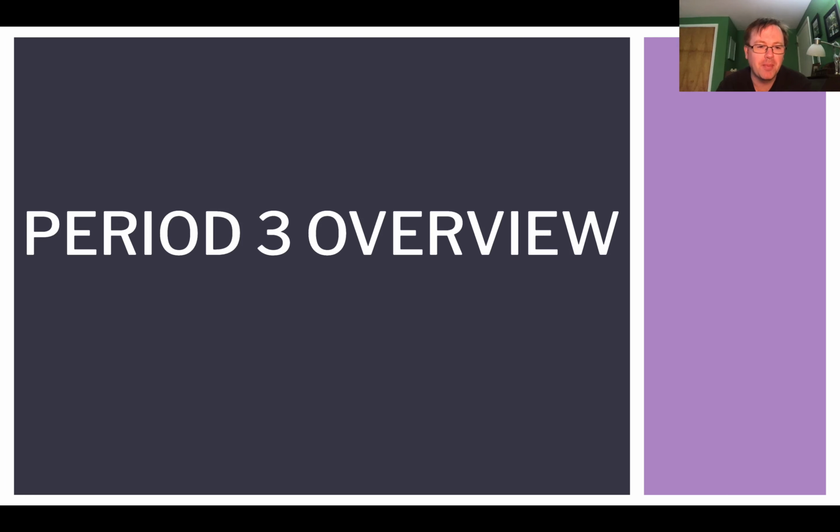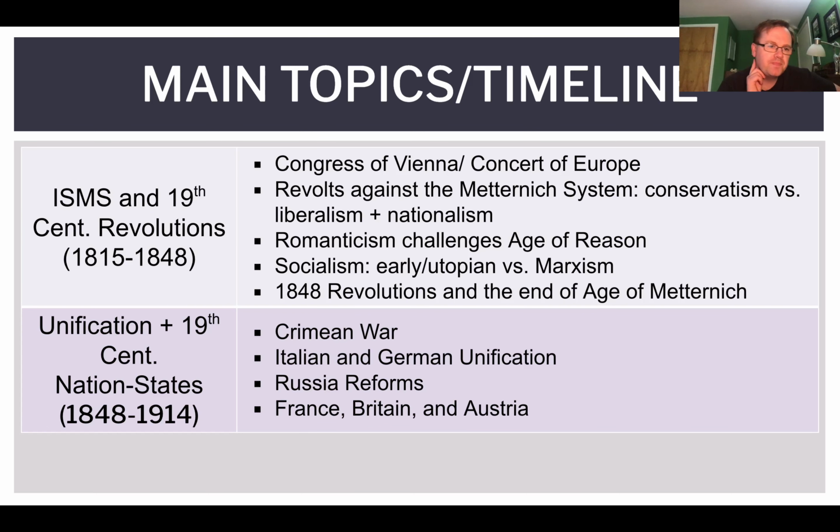We'll see what happens. But period three in the AP Euro curriculum is 1815 to 1914. So we're talking about basically a 100-year period from the end of the Napoleonic Wars until the beginning of World War I. As part of this video series, the first Industrial Revolution is covered in large part in period two because of the timing, even though conceptually and unit-wise it's in unit six, which is in this time period.